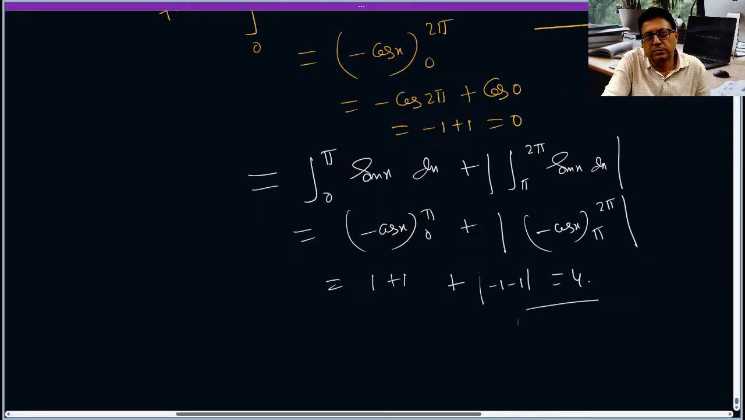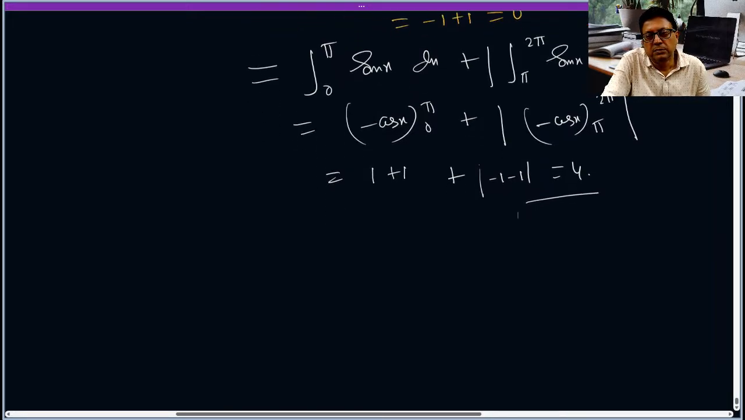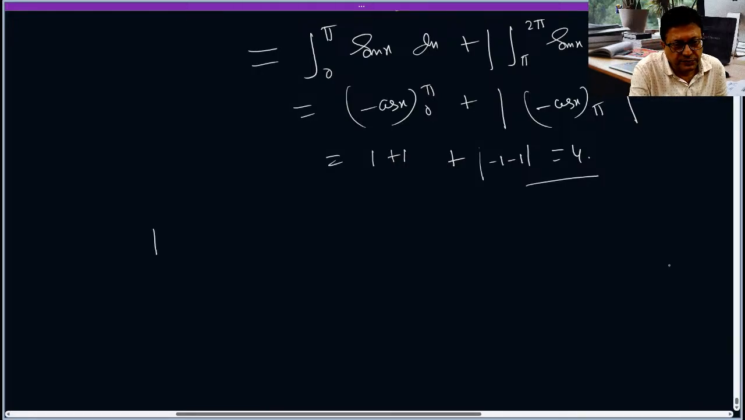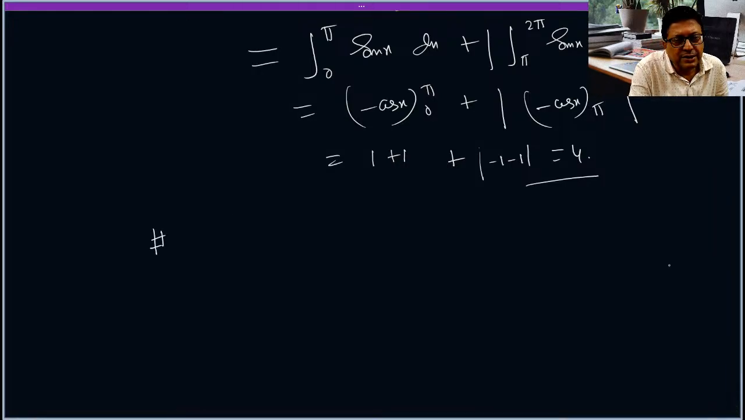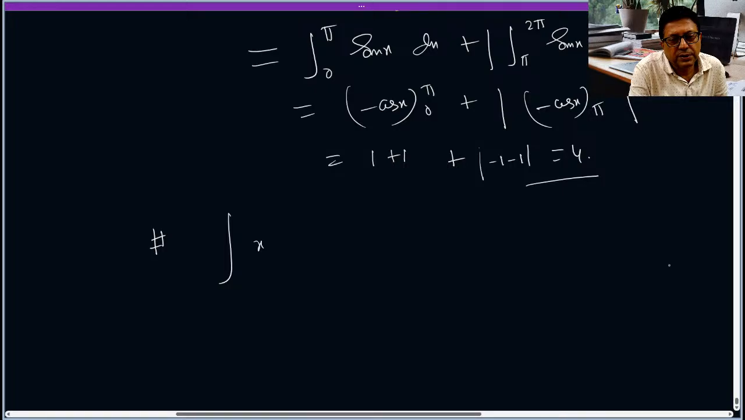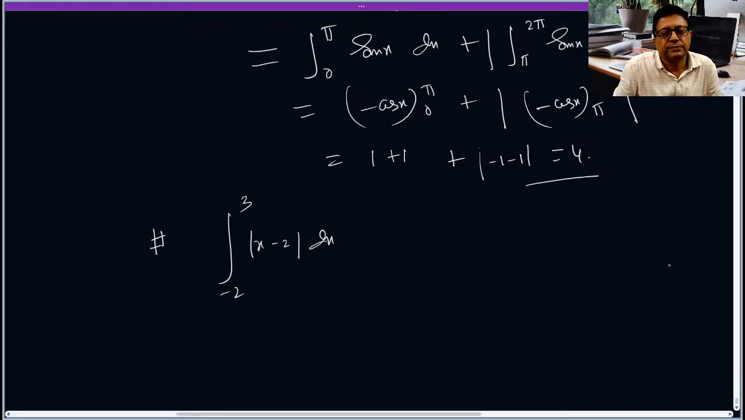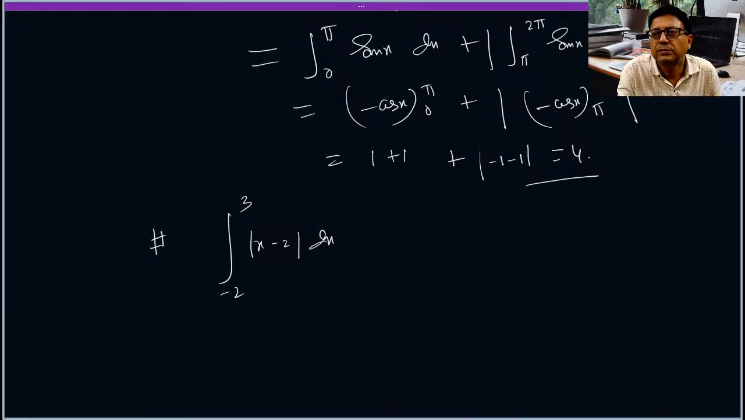We always check using the graph. Yes. Now let us take another example here. Say we are integrating mod x minus 2 dx, from minus 2 to 3. How to evaluate this? Mod x minus 2 dx. Minus 2 to 0, 0 to 3.